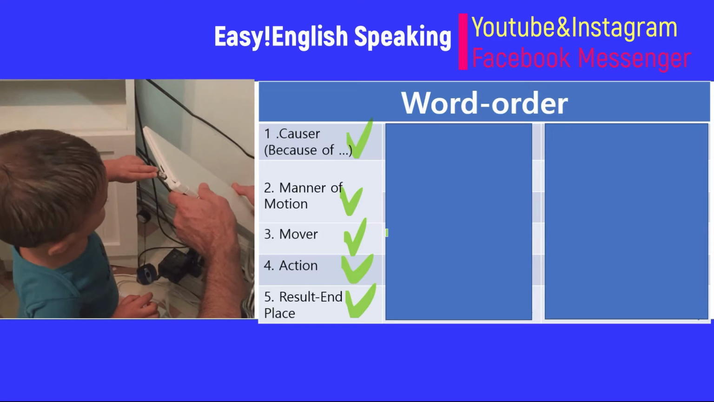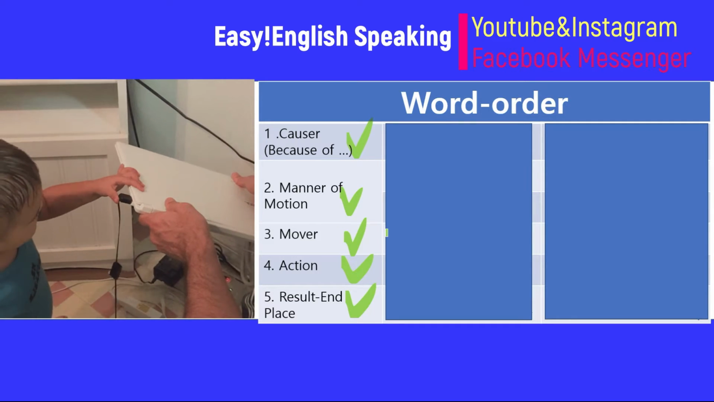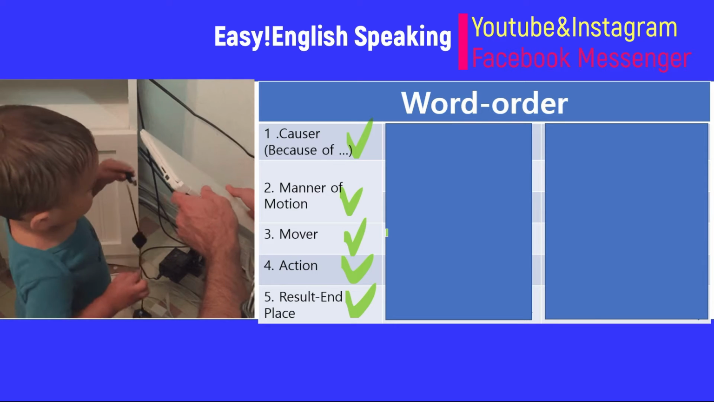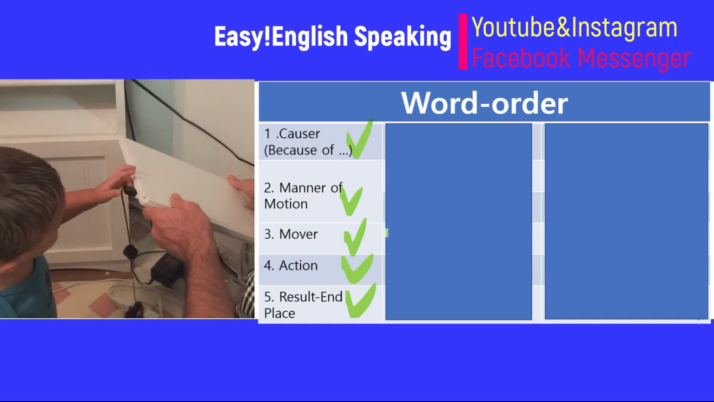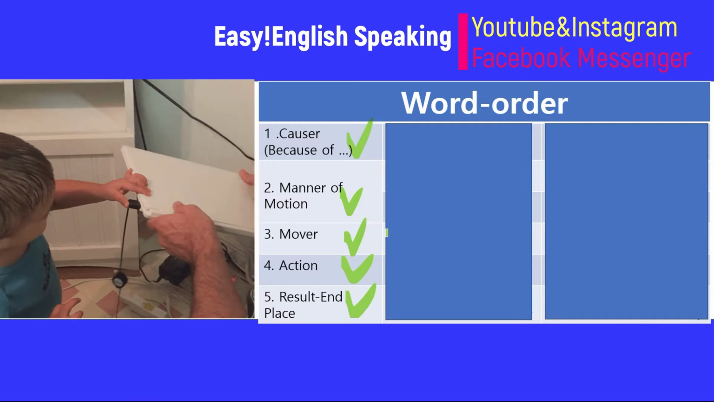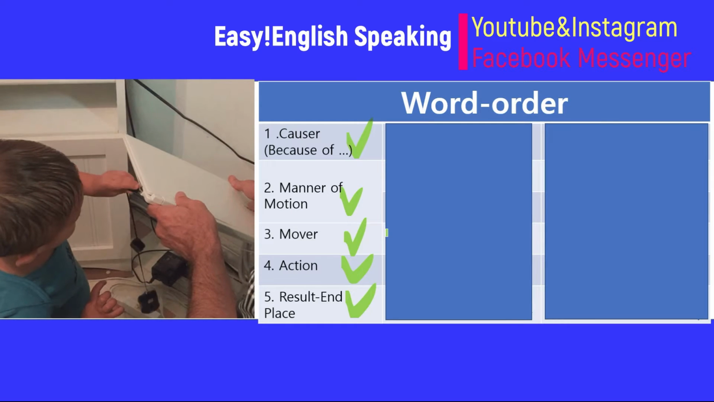Because of the baby, right? The baby comes first here, and next, manner of motion. How did the USB move? If you know the specific word for it, you can just use it. But if you don't know, then you can use get, okay? The baby get. Second, what was moved? The USB, right?